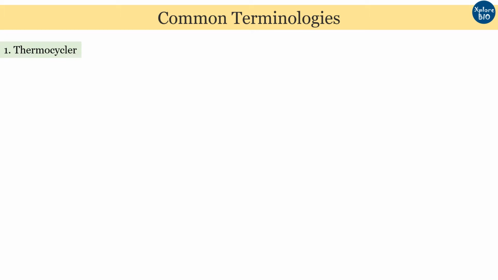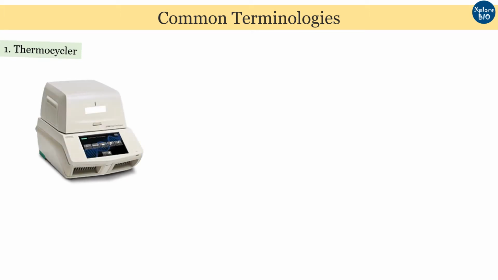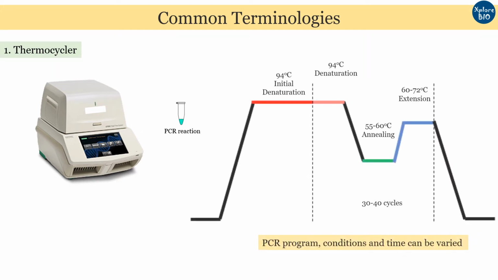So let's get started. The number one in my list is a thermocycler. Never confuse a thermocycler with PCR, as most of us do. PCR means a polymerase chain reaction, which is a process, not an instrument. On the other hand, thermocycler is an instrument that provides an automated way of performing PCR at different temperatures. This is essential for carrying out PCR reaction, which involves denaturation, annealing, and extension temperatures. Thermocycler for RT-PCR is equipped with fluorescence detection system.